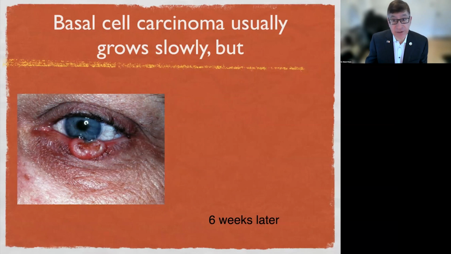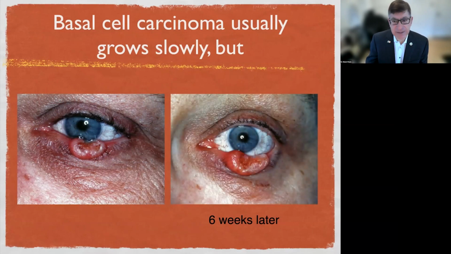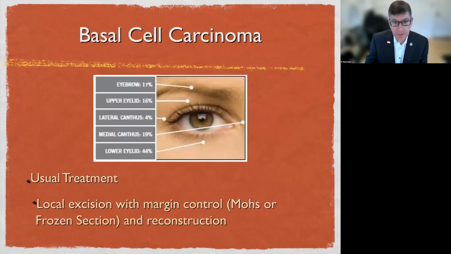Here we see usually that it grows slowly, but here in this patient 6 weeks later, it certainly has grown. So occasionally there are ones that are more aggressive than others. And it's important to understand that the usual treatment is local excision with either Mohs or frozen section control and subsequent reconstruction.